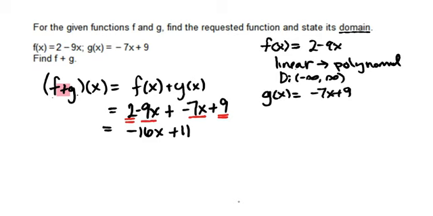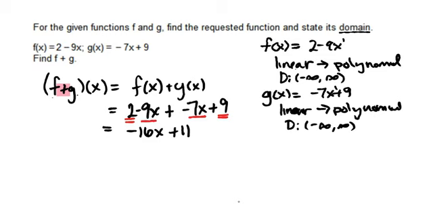There are no variables in the denominator, no variables underneath radicals. This is also a linear function, which is a polynomial function. The reason why I know it's linear is because our variable is raised to the first power. So now I know the domain of g of x is negative infinity to infinity. Now that I know the domain of those individual functions, I can think about the domain of this function that I constructed.